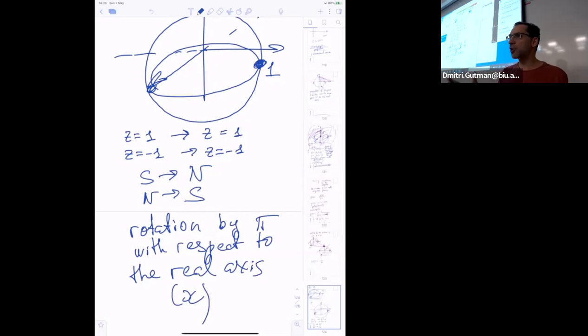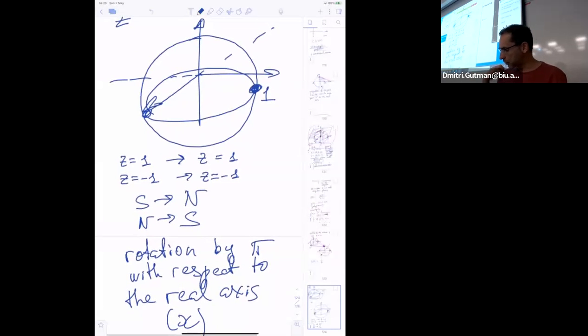So this transformation was doing something on the complex plane, no question about it. But we can also understand geometrically what it does to any point on the Riemann sphere. It just rotates the Riemann sphere by pi.